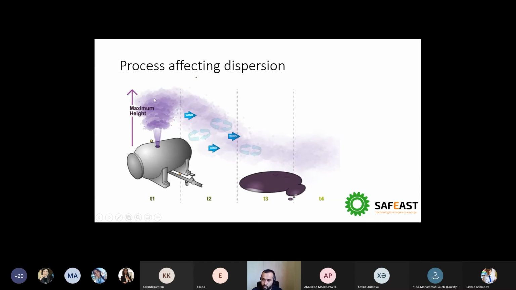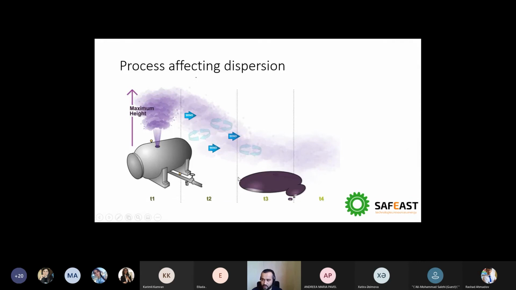And once it loses momentum, what will happen? It will be dictated by wind speed and wind direction, and it will start to dilute and disperse due to atmospheric conditions. The direction of the cloud will depend on the density of the cloud. And if it has a certain liquid, rain-out can happen, which can make another hazardous pool there, which is another source of the hazards.